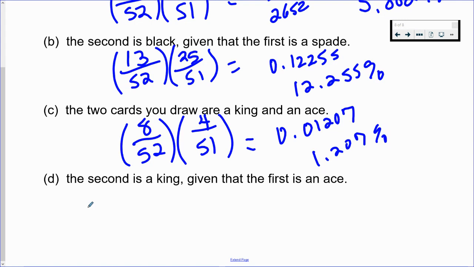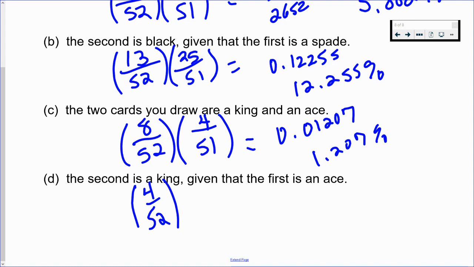Now, I want you to take a look at part D. Notice the difference here. What's the probability that the second card is a king given that the first is an ace? Okay. This one tells us the order that we had to go in, right? With part C, it didn't tell us which card was first. So it was a little bit easier in this case because we knew we had 8 possibilities for that first draw. Okay. Whereas this one, the first card has to be an ace to calculate the probability. So that's only 4 possibilities, right? There's only 4 cards that are an ace. Okay. Whereas before we had 8 possibilities because we didn't know which one was first.